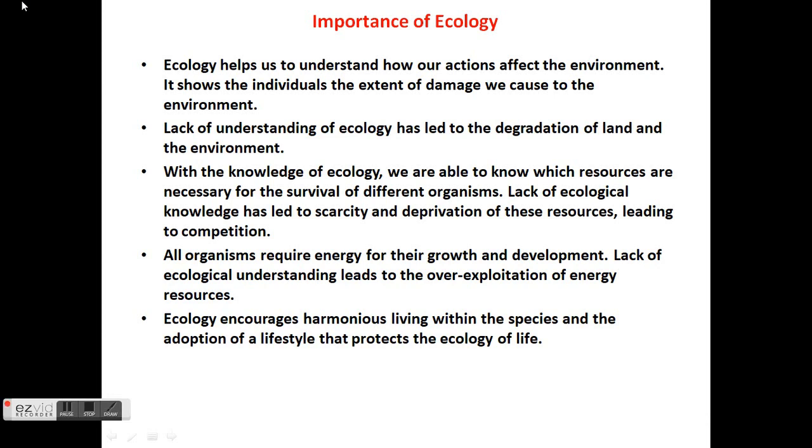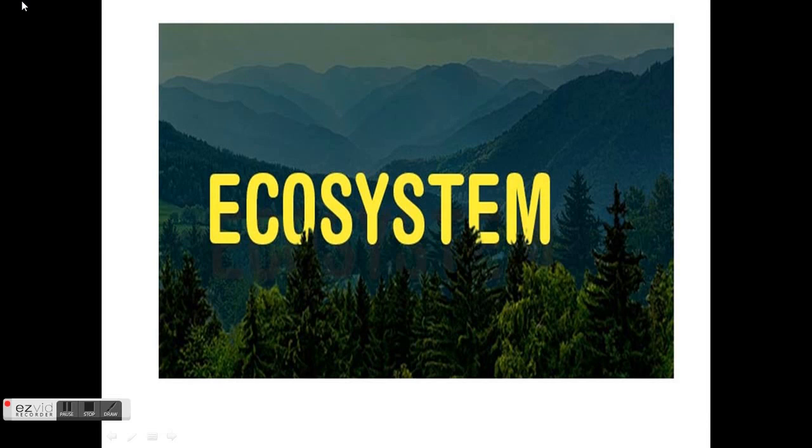Importance of ecology: it helps us to understand how our actions are affecting the environment. It shows the extent of damage that we have caused to the environment. Basically, the lack of understanding of ecology has led to the degradation of land and the environment. With this knowledge of ecology, we are able to understand which resources are necessary for the survival of different organisms. All organisms require energy for their growth and development, so lack of this ecological understanding leads to the overexploitation of energy resources. And ecology encourages us to live in harmony with the other species.